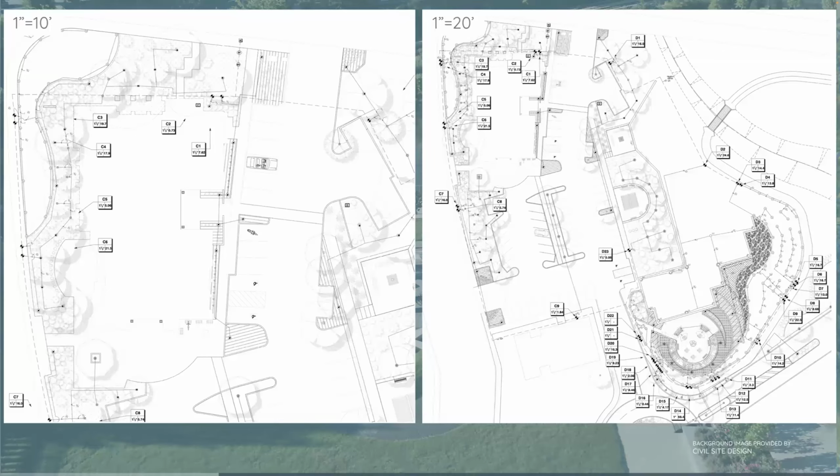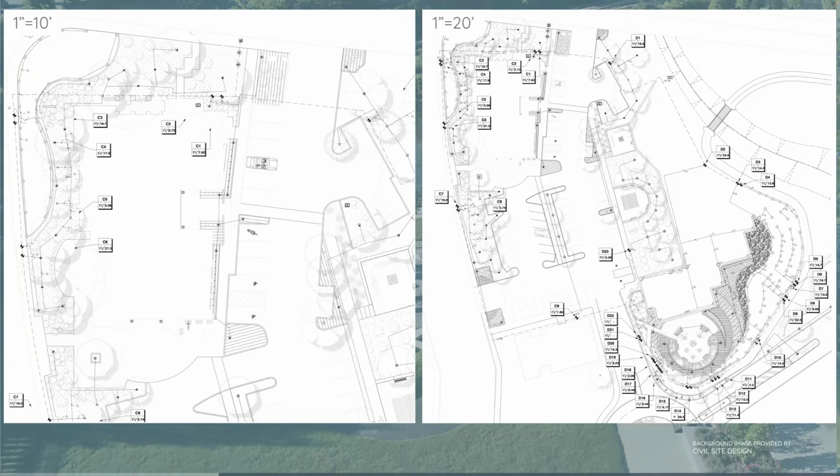So on the left, we have a 1 inch equals 10 feet scale, and on the right, we have a 1 inch equals 20 feet scale. So basically, you can see on the sheets on the left, the 1 inch equals 10 feet, you're not going to be able to see as much of the site, and the symbols take up a little bit less room, less real estate in the design as well.